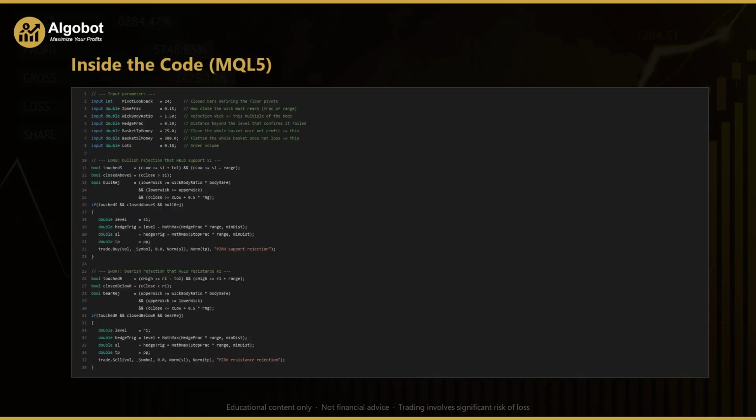Let's look at the actual MetaTrader 5 code on screen. At the top are the input parameters you can adjust. PivotLookback sets how many closed bars define the pivots.